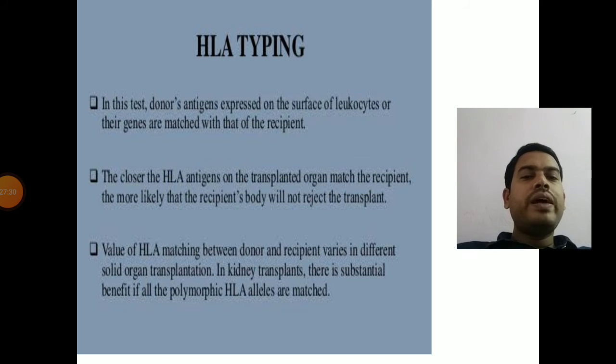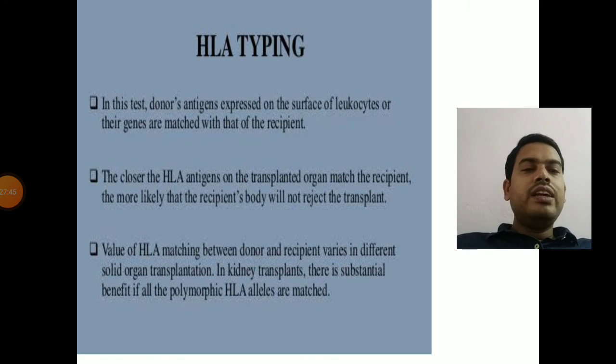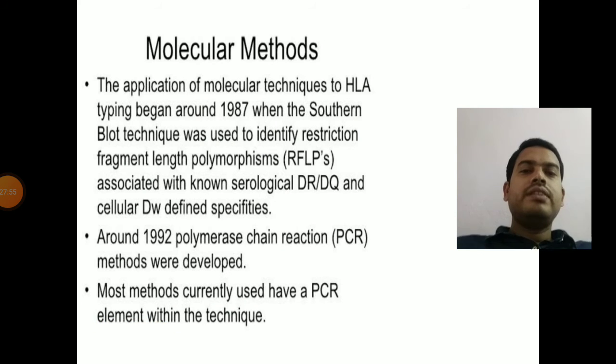The value of HLA matching between donor and recipient varies in different solid organ transplantations. In kidney transplant, there is substantial benefit when all polymorphic HLA alleles are matched. So HLA matching plays an important role in kidney transplantation. If all the HLA alleles are matched between donor and recipient, then it will be easy for the transplantation of kidneys.